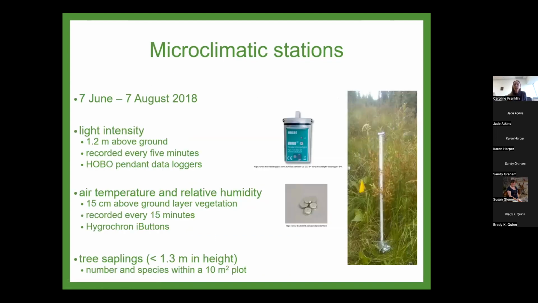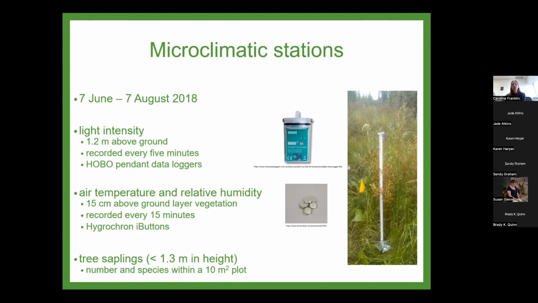So these stations were left up from June 7th to August 7th in 2018. And at each station, we set up a hobo pendant data logger to record light intensity. The light intensity data logger was set up 1.2 meters above the ground, and it recorded light every 5 minutes. And light was recorded in lux.